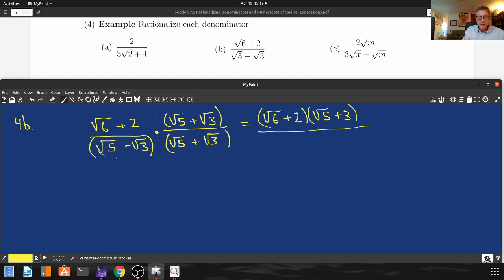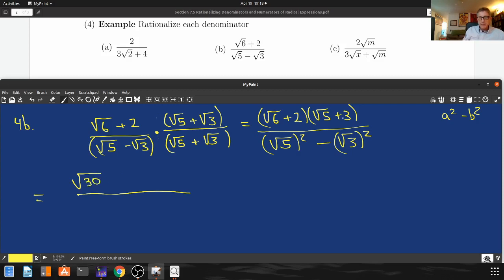And down here I'm going to use the difference of squares. So this is the square root of 5 squared. In other words, a squared minus b squared. Minus, and my b is the square root of 3 squared. So you can do it in two ways. We have to figure out what the top is. We've done this in another lecture, so I'm just going to do it. This is the square root of 6 times the square root of 5. So that's the square root of 6 times 5, which is the square root of 30.